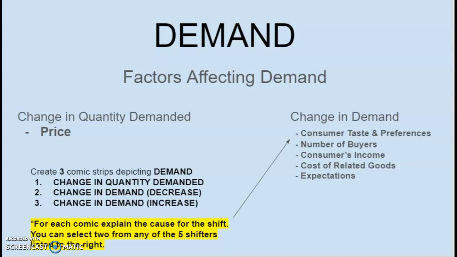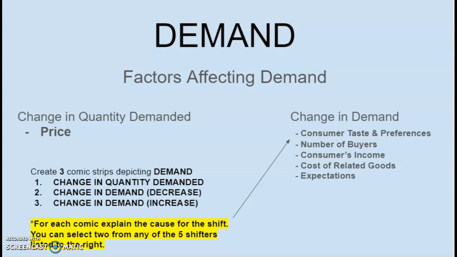And then here are your changes that'll cause the entire curve to change. And that's consumer taste and preferences, number of buyers. We just have more people in Fort Collins. Consumer income. Right now, because of the pandemic, consumer income is dropping. So people have less money to spend on new clothing or new furniture or buying a new car or going out to eat. So consumer income is lower because a lot of people have been laid off.